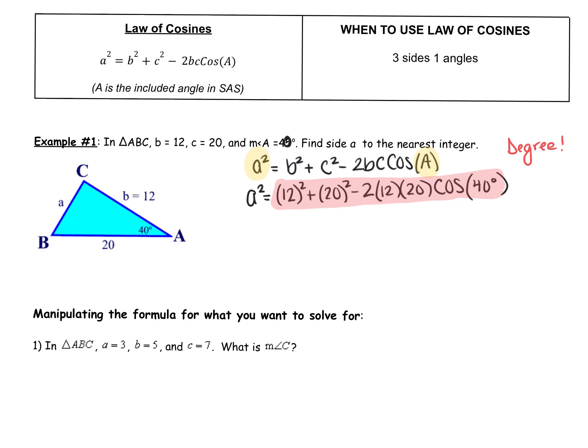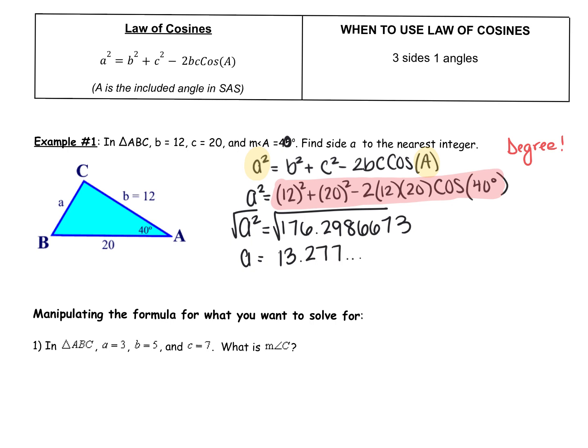Okay, so I got 176.2986673. And that's what we solved for A squared. So if we want to get A, we're just going to have to take the square root of that. So if you want to pause the video, go ahead and try to see if you match up with what I get. When I take the square root, I get 13.277. It does go on for longer, but they're asking to round to the nearest integer, so that just means the nearest whole number. So if you want to write whole number, that's fine, it is 13. Perfect. That's how we use law of cosines to find a side.